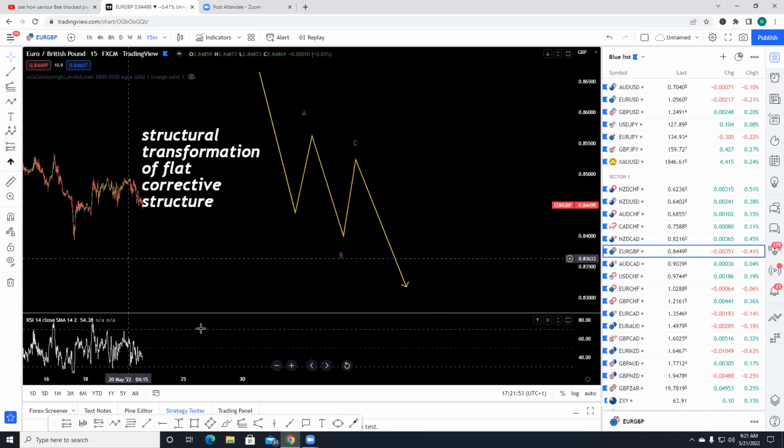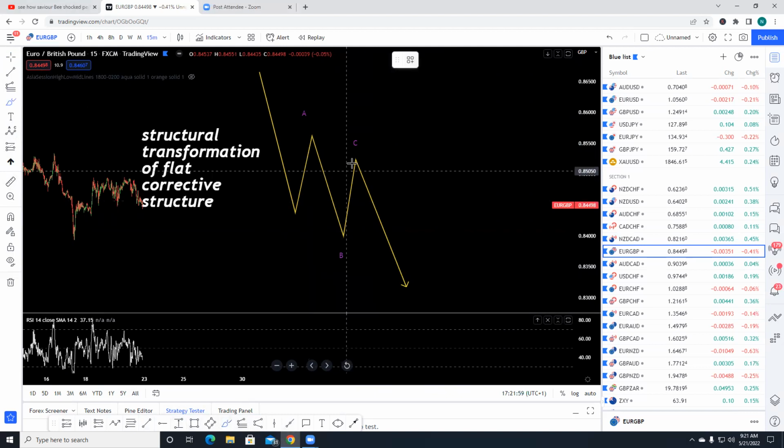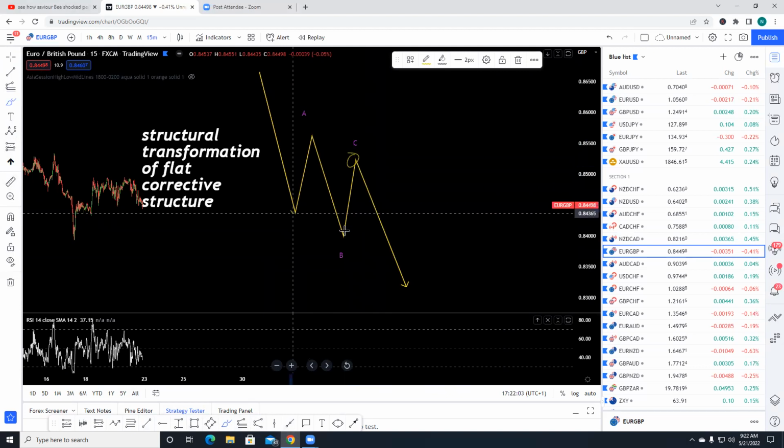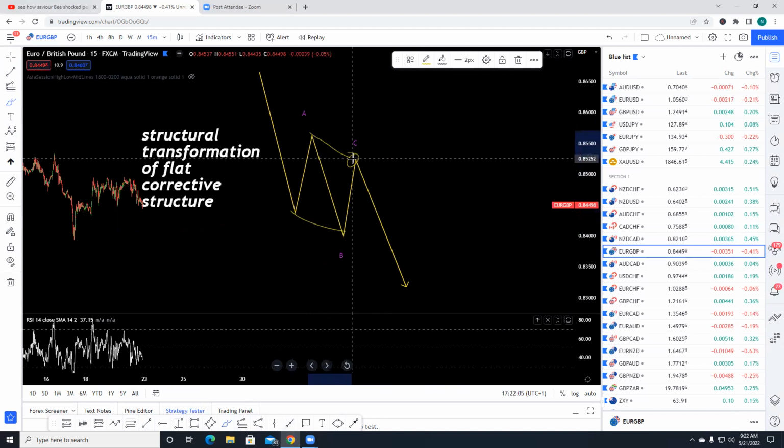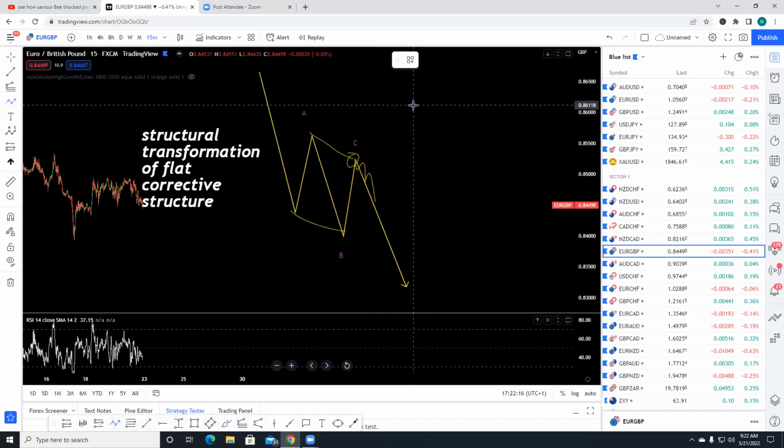Assuming you have taken this trade to be a running flat, and at this level right here, real quick, guys, let me show you. You have taken a sell here to the downside, looking at this to be a running flat. Okay, what if this one now makes a corrective structure here and now develops to be something like this? Let me show you real quick, guys.